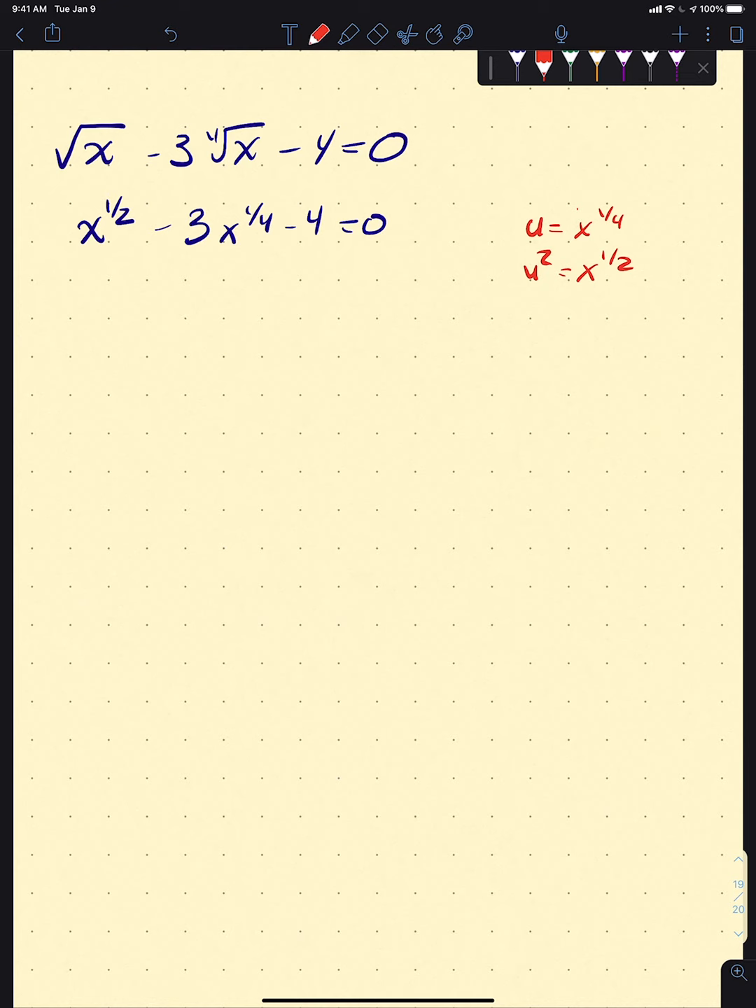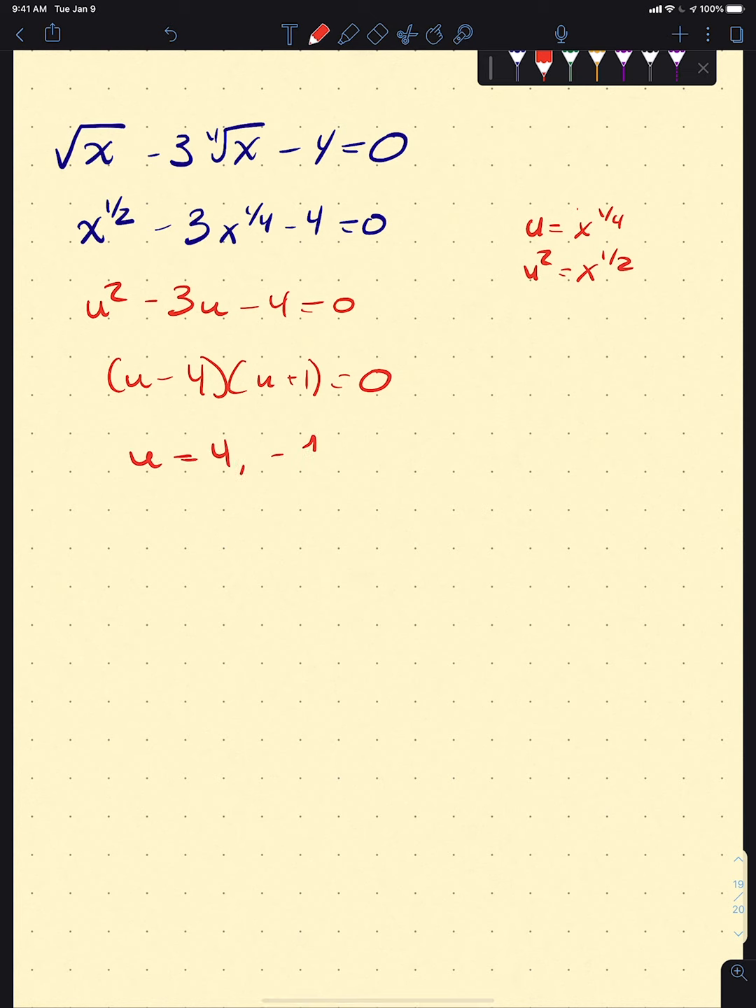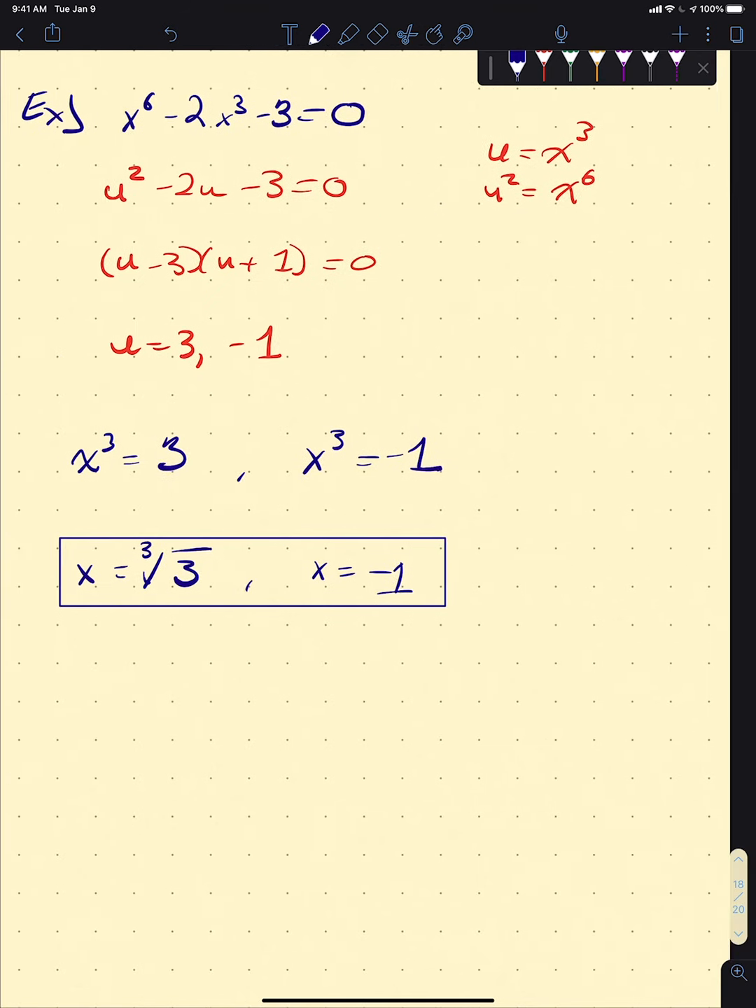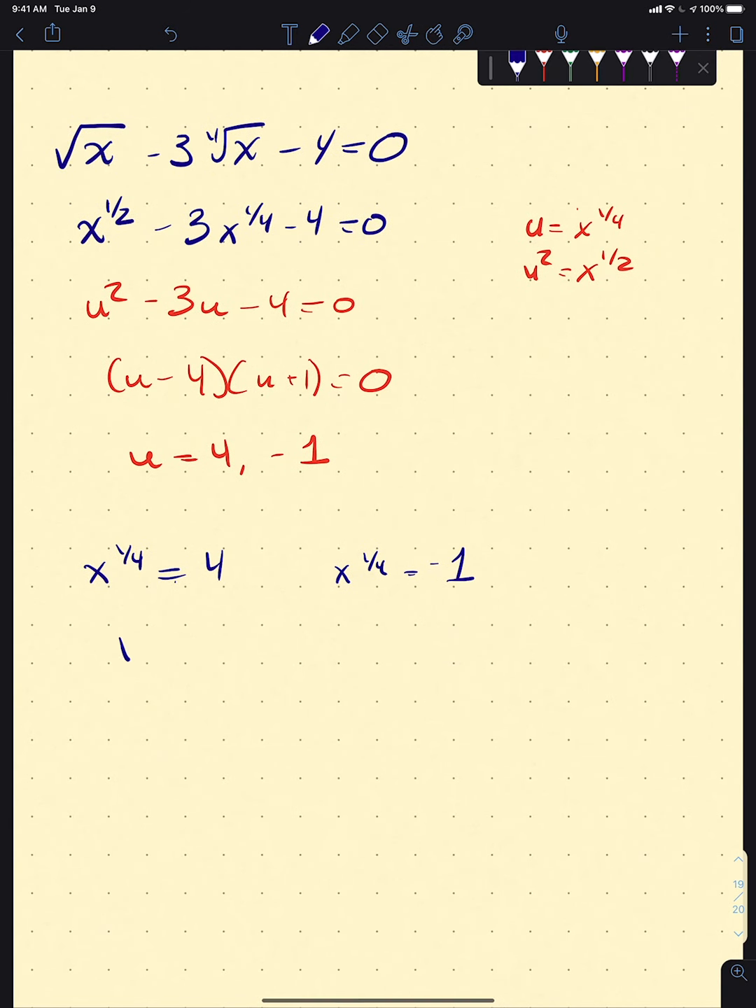Now we can take this into the u world, right? Because x to the 1/2 is u squared minus 3 times u minus 4. This factors pretty quickly into u minus 4 and u plus 1. And so we can read off that u is equal to 4 and negative 1. Okay, so now we can go back into the x domain, and we can say that x to the 1/4 equals 4, x to the 1/4 equals negative 1. So now we need to raise each of these sides to the 4th power. 4 to the 4th is 256, and negative 1 to the 4th is positive 1.